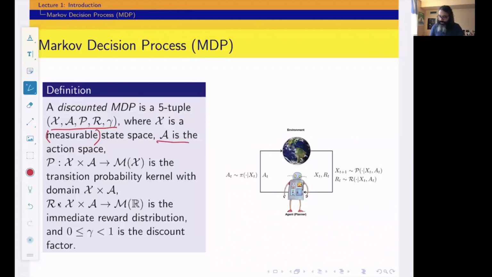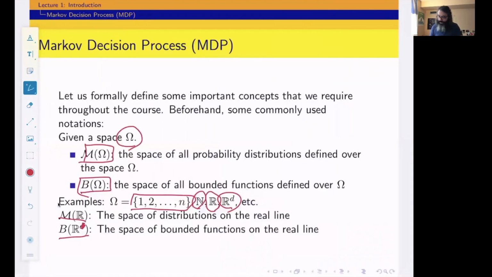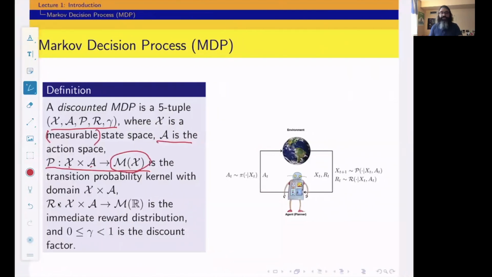And A is the action space. P is the transition probability kernel. This is interesting, so let's try to understand it. P basically says that the input is X and A, the state space and action space together, and the output would be M of X. Recall from the previous slide, M of some space omega is the space of all distributions on omega. So this would be the space of all distributions over the state space.